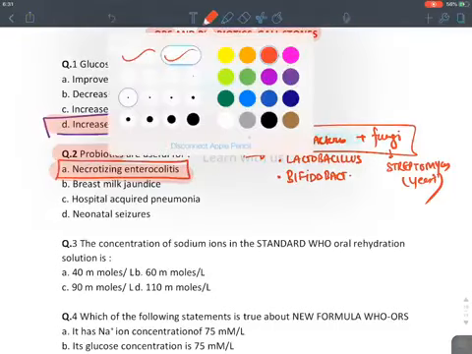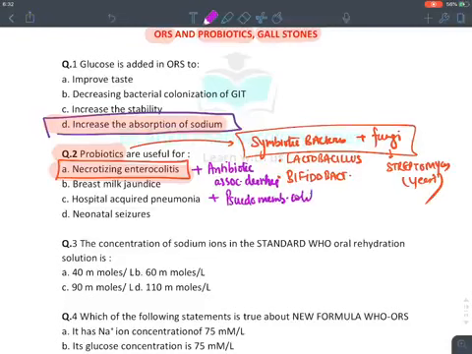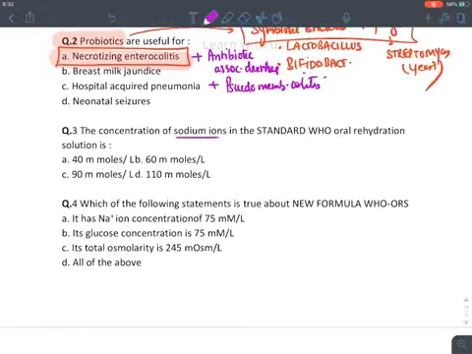Remember, they are the mainstay of treatment for necrotizing enterocolitis. Necrotizing enterocolitis is seen in a newborn baby. Due to lack of these symbiotic bacteria, their intestine may get damaged easily. They are also given in antibiotic associated diarrhea, because antibiotics kill the symbiotic bacteria. They are also given in pseudomembranous colitis. Why? Because in pseudomembranous colitis, the harmful bacteria Clostridium difficile grows.